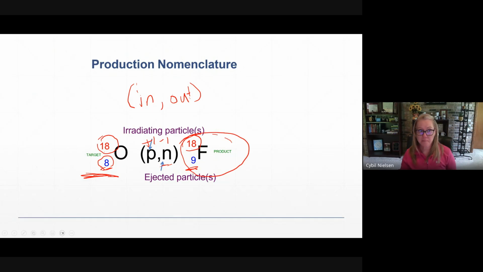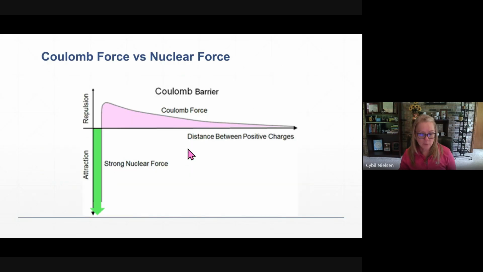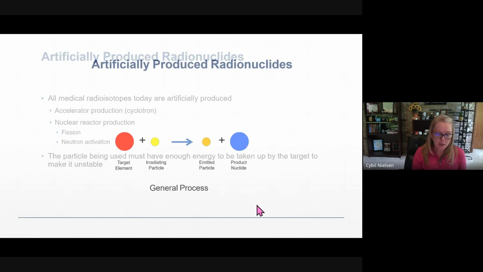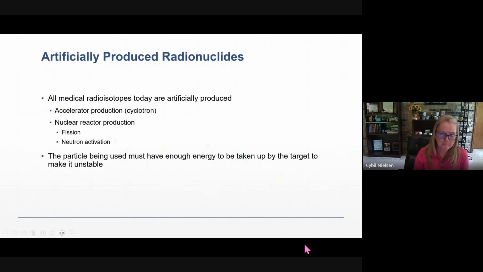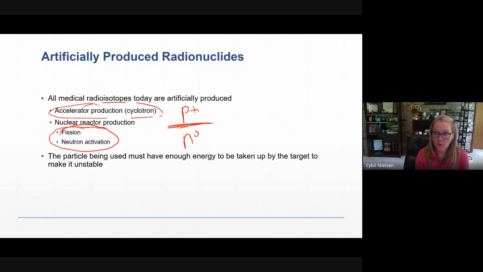That's what we want. So there's a couple different ways we can do this. Again, we can do this. You're an accelerator. And specifically, there's 2 types of accelerators. We're going to use a cyclotron, and we're going to add a proton. Or through reactor production. And there's 2 types of reactor production, but both of them add a neutron. Now, if we're going to add a proton, we have to speed it up.